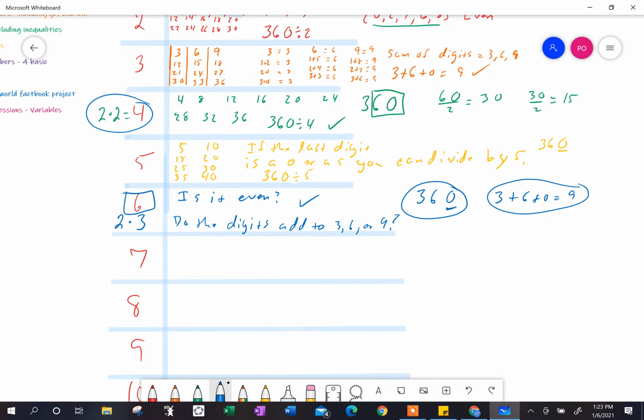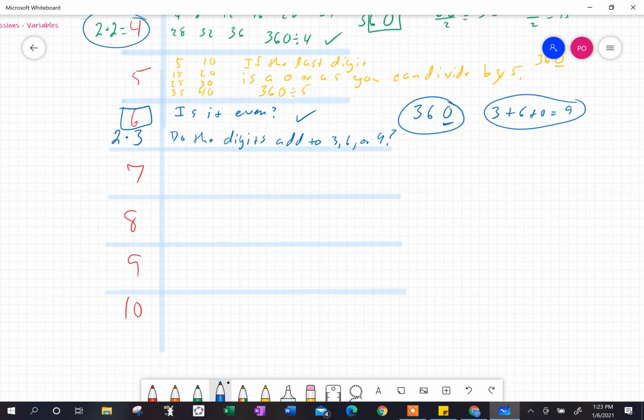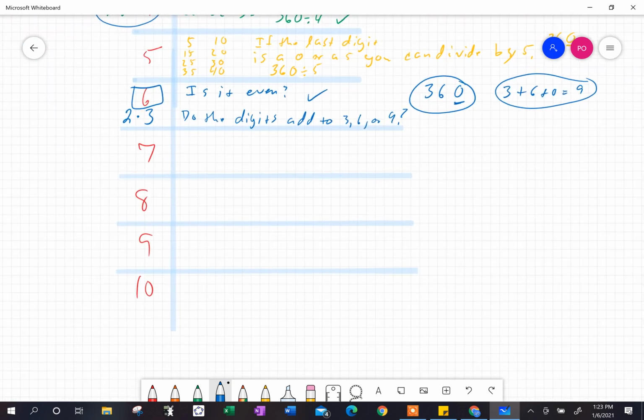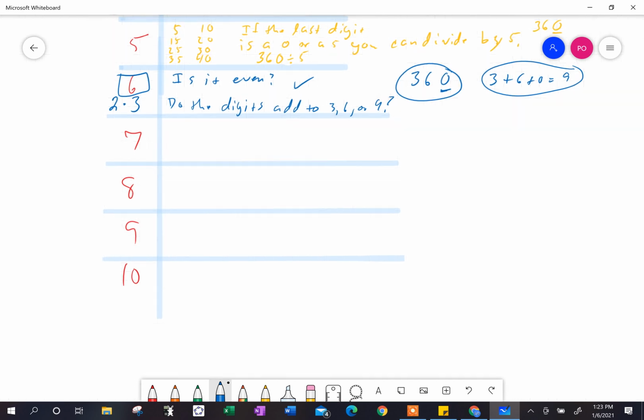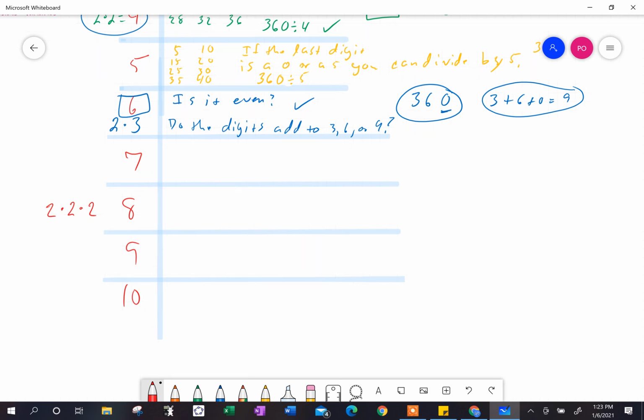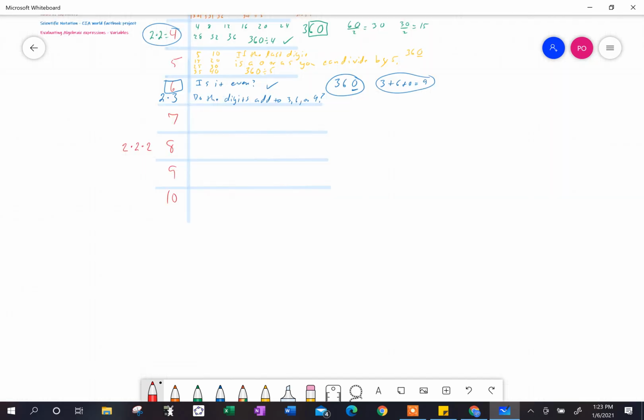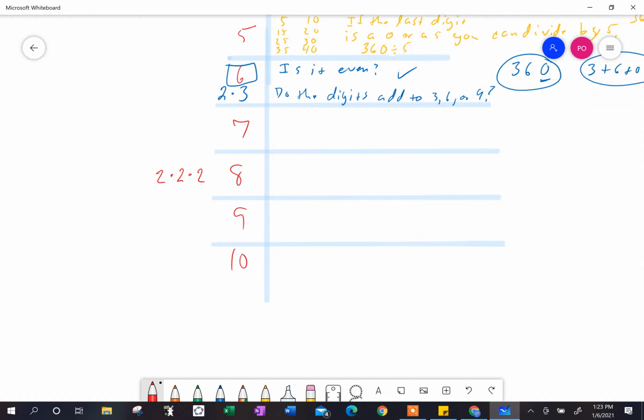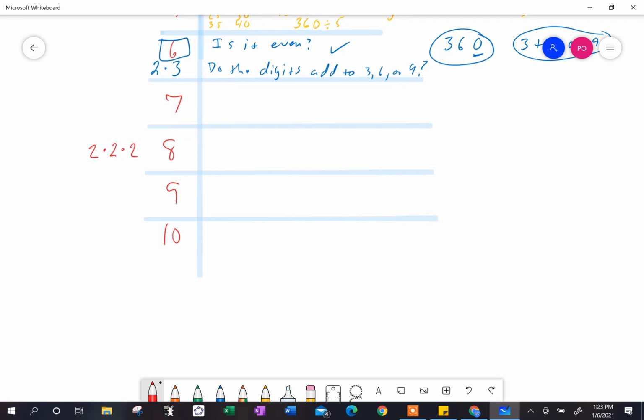7's a tricky one. I'm not going to explain 7. 7's bizarre, so I'm going to skip 7. 8, I'm not going to really get into 8 either, except I want you to know that 8 means, well, I will explain 8. 8 means I have to look at the last 3 digits and see if I can cut them in half 3 times.